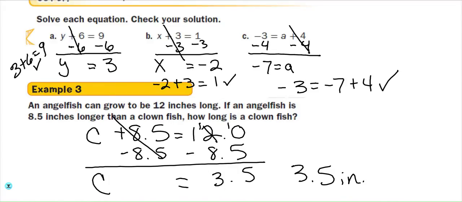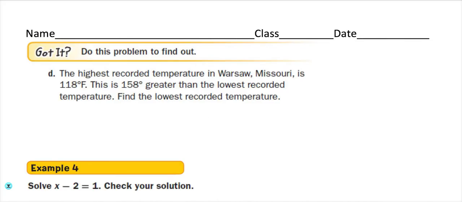All right, let's go ahead and turn the page. And let's take a look at this one. So it says the highest recorded temperature in Warsaw, Missouri is 118 degrees Fahrenheit.